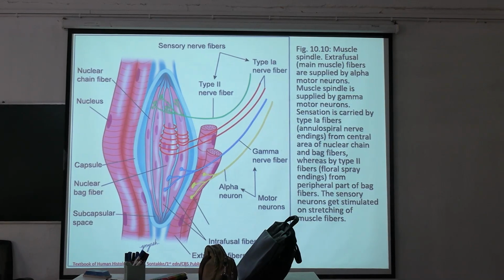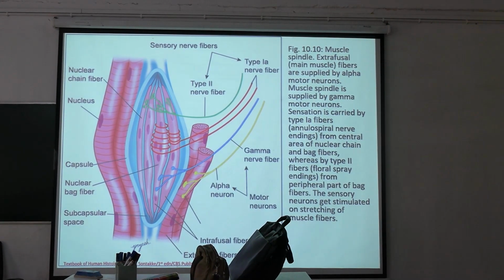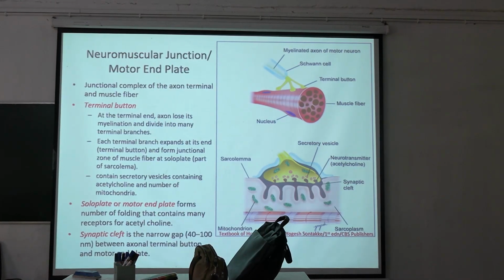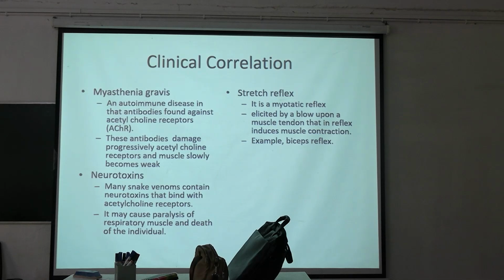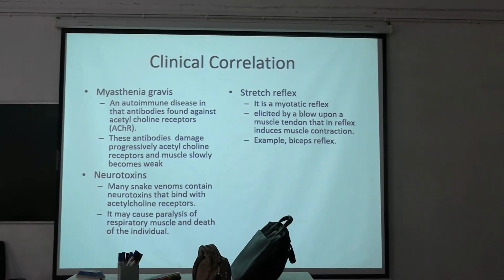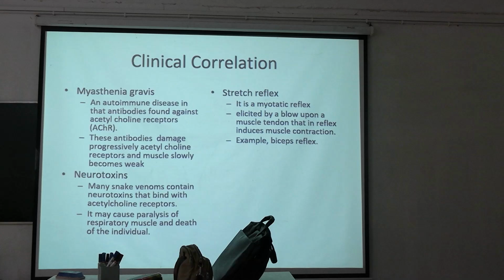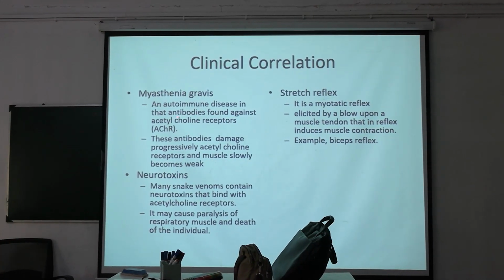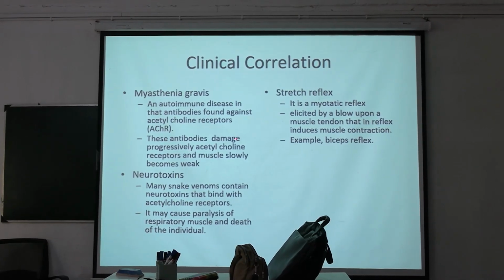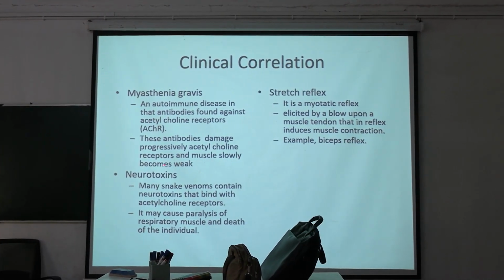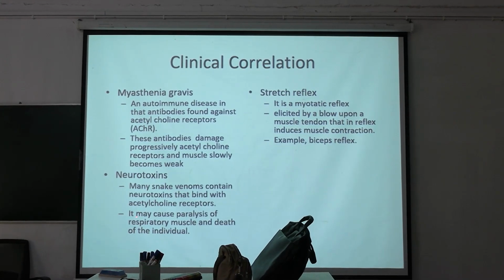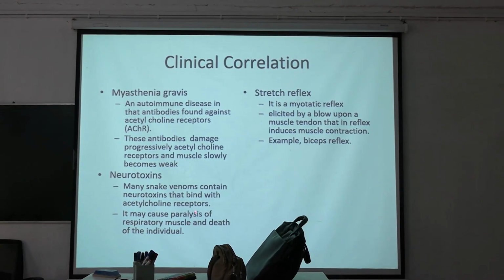See, this is a beautiful picture, and when you read physiology, they will tell you about the neuromuscular junction, motor end plate, and clinical correlation. Now, myasthenia gravis is an autoimmune disease in which antibodies are found against acetylcholine receptors. These antibodies progressively damage the acetylcholine receptors and muscles slowly become weak. Neurotoxins: many snake venoms contain neurotoxins that bind the acetylcholine receptors. It may cause paralysis of the respiratory muscles and death of the individual.